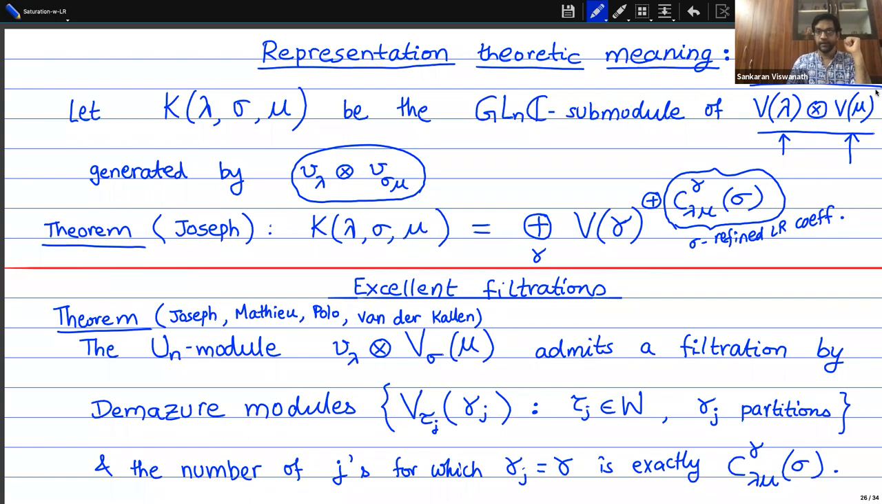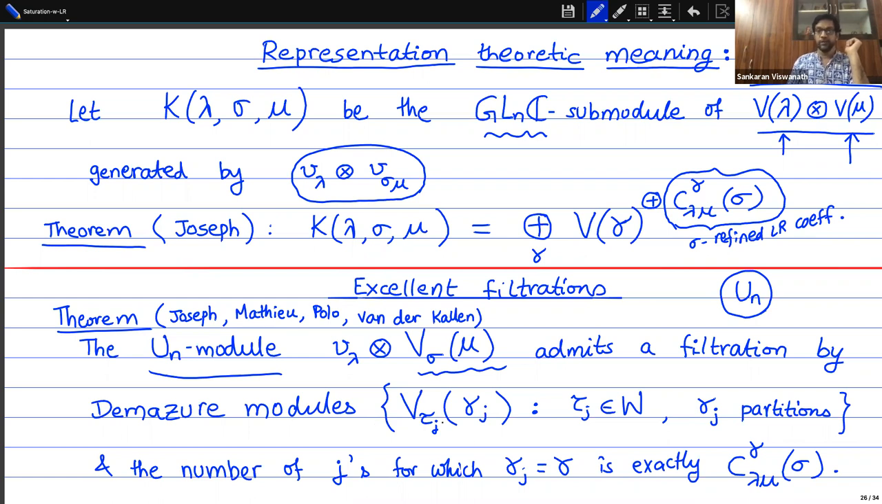There's another way where instead of talking about GL_N submodules, you can talk about U_N submodules, sort of the Demazure part of the story. And this says the following: take the Demazure module V sigma of mu. And a Demazure module, by the way, is only a module for U_N. So remember, when I'm doing this, I'm only talking about the set of upper triangular matrices as my group. So V sigma mu is a U_N module. And I look at that tensor V lambda. Okay, this is just a singleton, just a one-dimensional space. So this tensor product is still a U_N module. Okay. And this admits a filtration. So it turns out that there is a filtration of this space by Demazure modules.